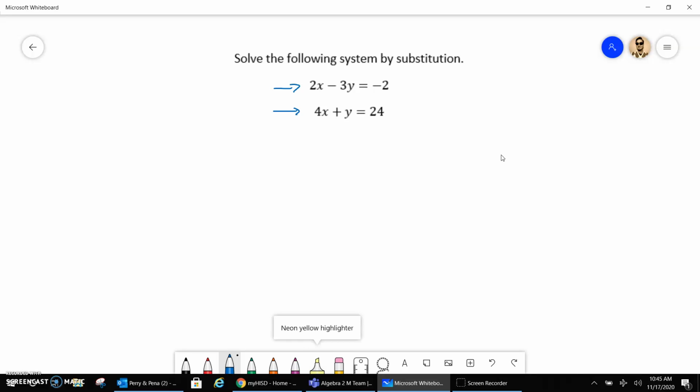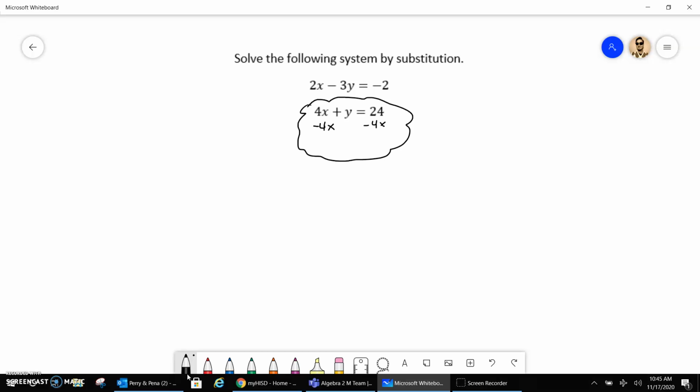And it looks like if I look at the second equation, if I just move this 4x over to the other side, we'll have y all alone. So let's do that. I'm going to say subtract 4x, subtract 4x. So now for this equation right here, I get y is equal to 24, or let's just write it this way, negative 4x plus 24.